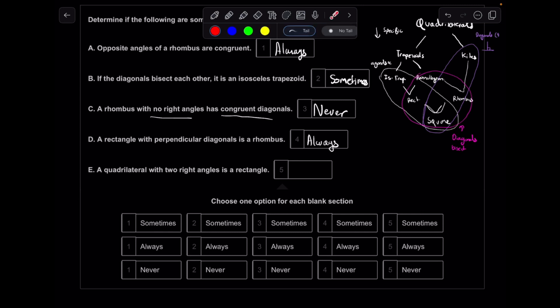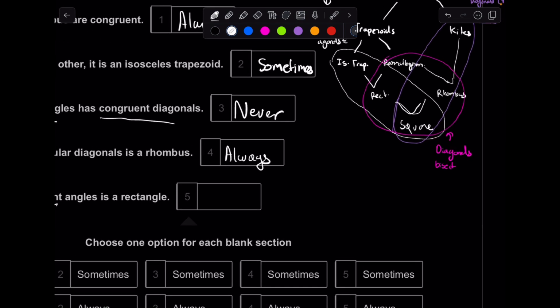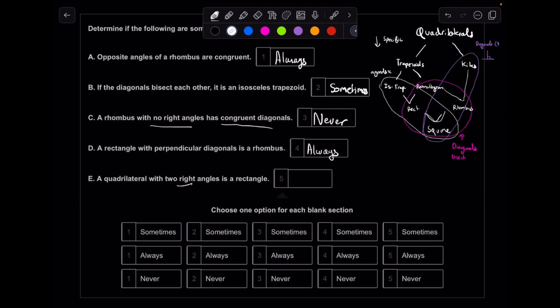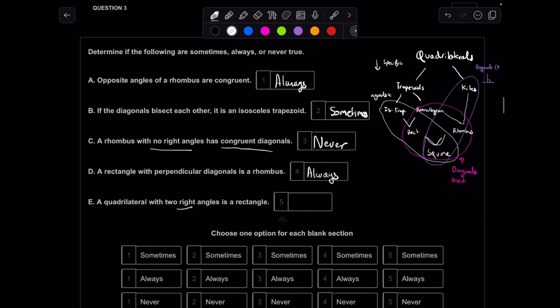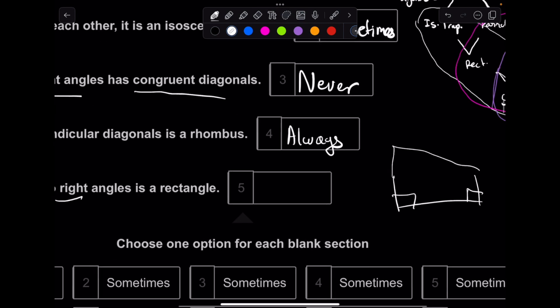For the last question, a quadrilateral with 2 right angles is a rectangle. Well, it could. It's at least 2, right? So, with at least two, it could be an isosceles trapezoid. It could be a trapezoid actually. Or it could be a square. So that's sometimes.